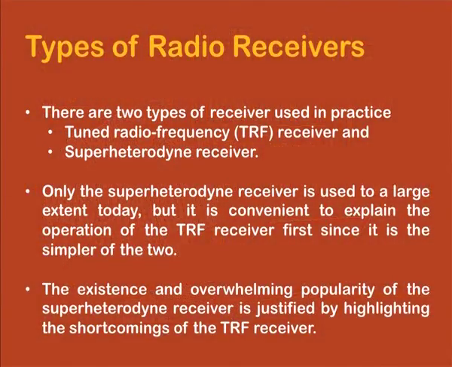Now, after understanding the three important parameters of the receiver, we will start looking at the different circuits which can be used for receiving communication signals. Typically, we are going to have two kinds of receiver, and these are the two most popular receivers which are currently being used in different applications. These receiver types are called tuned radio frequency receiver and super heterodyne receiver.